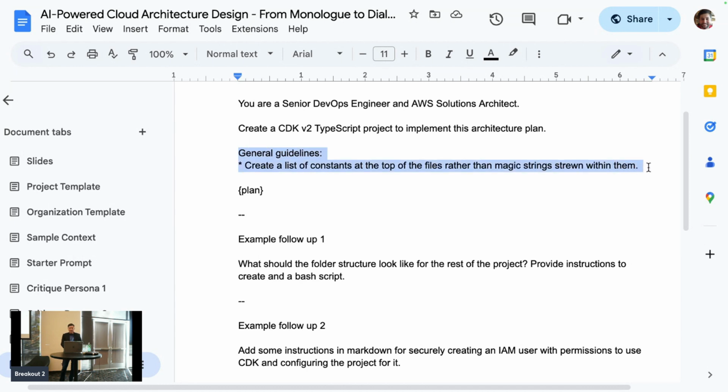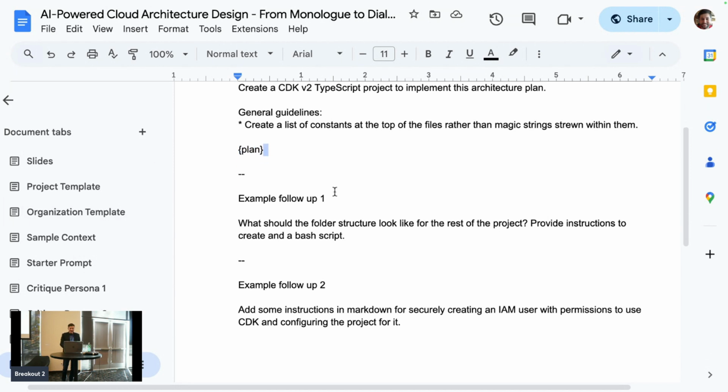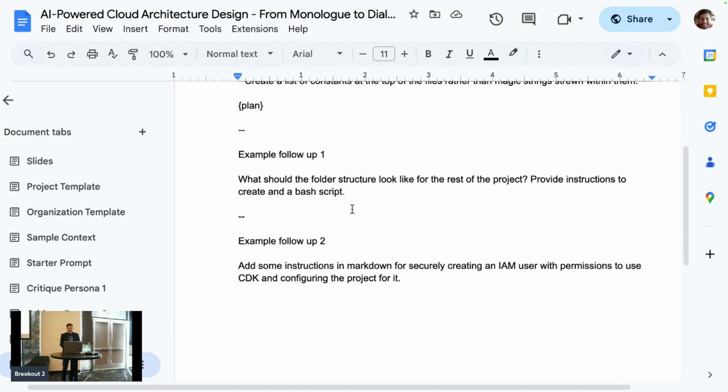And then you can include your general guidelines. I put just one. Clearly, you can put a bunch more. I find I have to tell it this every time: create a list of constants at the top of files rather than magic strings strewn within them. This thing seems to love just putting things in strings, and I want to see what I can configure. You could tell it to create an env file, whatever your typical practices are. I have long ones that I customize based on what I'm doing. Then you paste in the plan, and I put in some example follow-up questions.